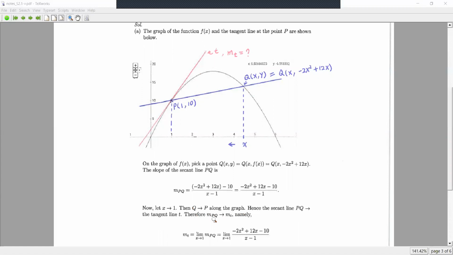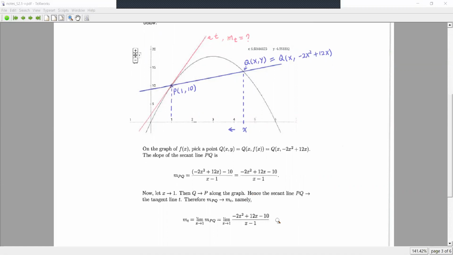Therefore, the slope of the line PQ will approach the slope of the tangent line. Because the blue line approaches the tangent line, the slope of the blue line will approach the slope of the tangent line. In other words, in the limit notation, the slope of the tangent line is the limit of the slope of the line PQ as x approaches 1. The slope of the line PQ is this, okay? So I can put this here. To find the slope of the tangent line, we just need to determine this limit.